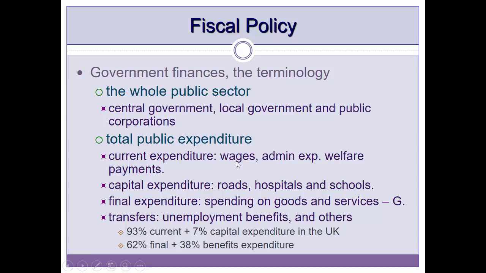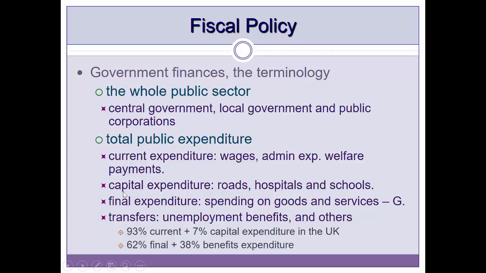This includes wages, administrative expenditures, and welfare payments, all the council tax bill payments or credits or housing benefits. All of these are current expenditure, which arise due to the operational activities of the government. Now, capital expenditure is just investment. It's government investment in roads, households, and schools. Basically, they make up the assets of the government.